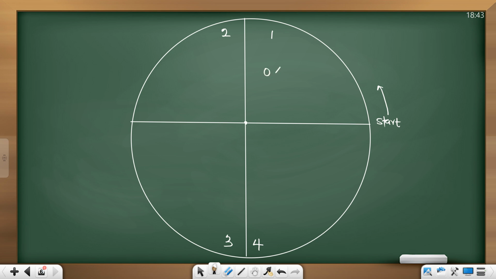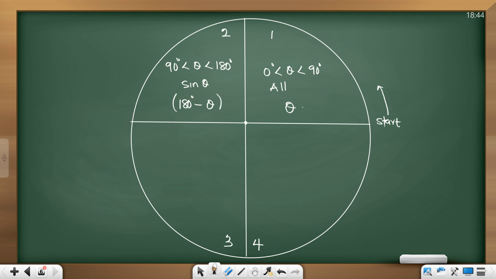My angles here are between 0 and 90 degrees, and all of them are positive. Here there's no reduction, it's just theta. When I move to the second quadrant, my angles are greater than 90 but smaller than 180. Only sine theta is positive, and my reduction, you must know this, is 180 minus theta.